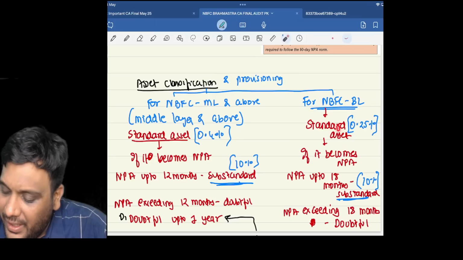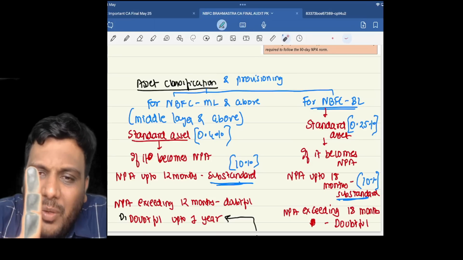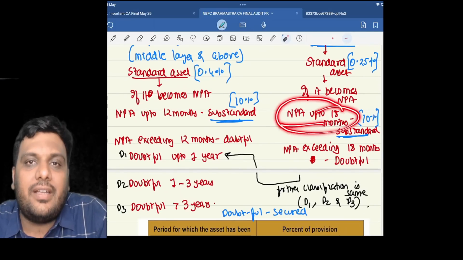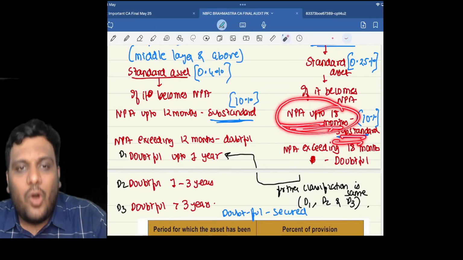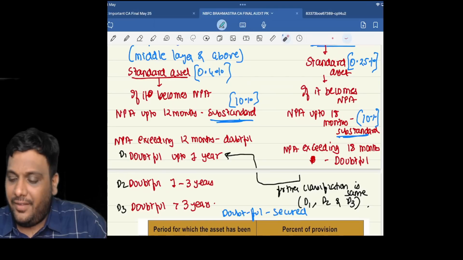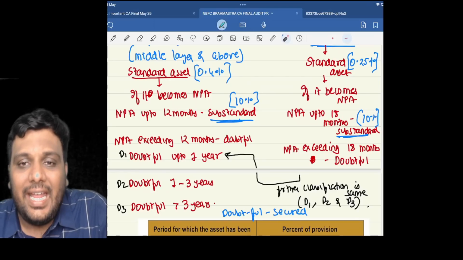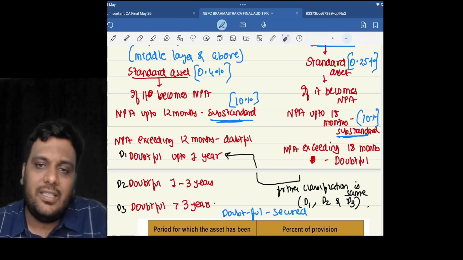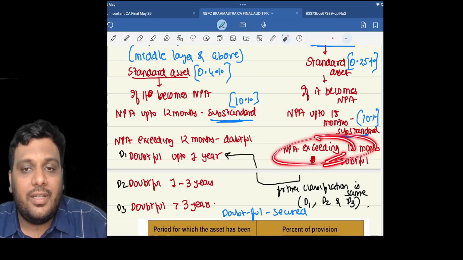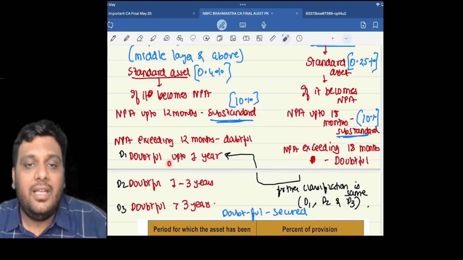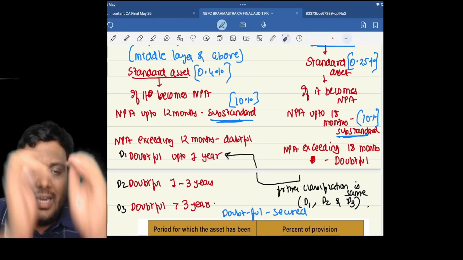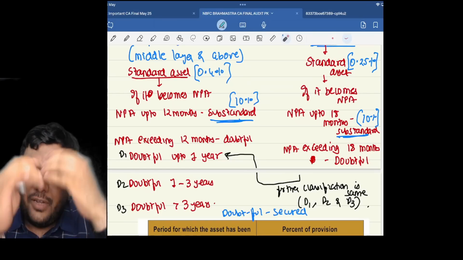If it becomes NPA, only one thing you have to remember, NPA up to 18 months remains in substandard category. So normally for middle layer and above, NPA up to 12 months remains in substandard category. And for base layer, NPA up to 18 months remains in substandard category. Above 18 months, it moves into doubtful. After that, it becomes similar. That means doubtful up to 1 year, doubtful 1 to 3 years, more than 3 years. For middle layer, base layer, upper layer, for everyone, that is same.